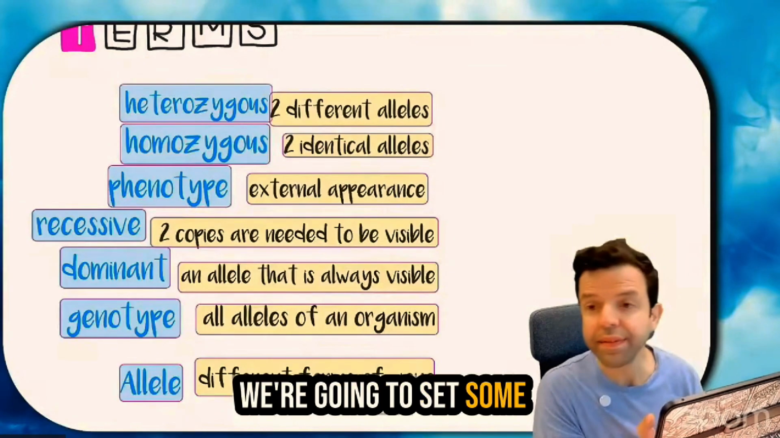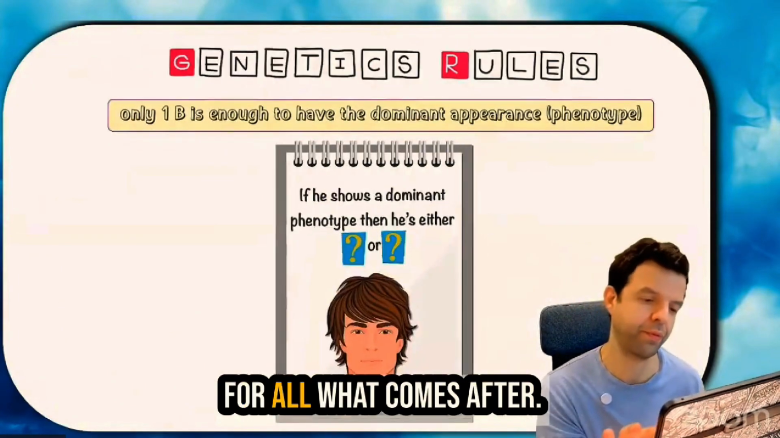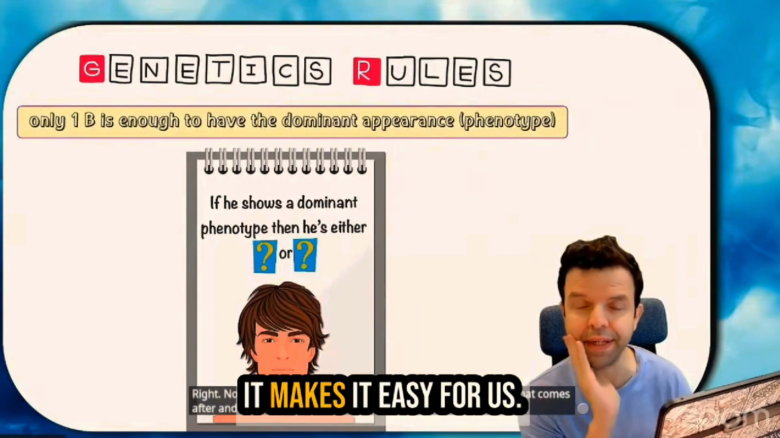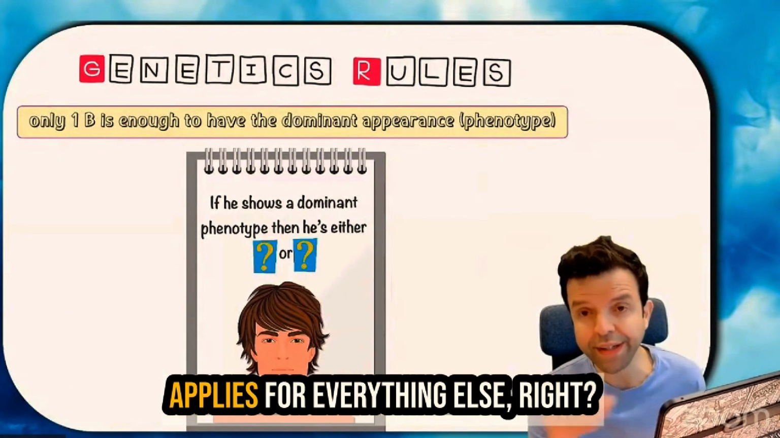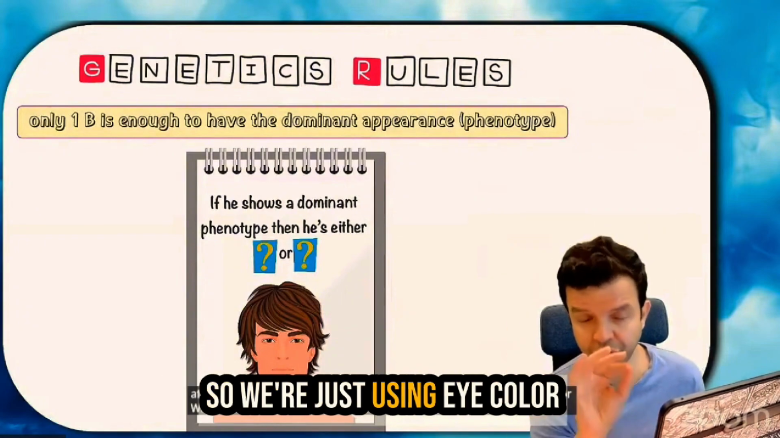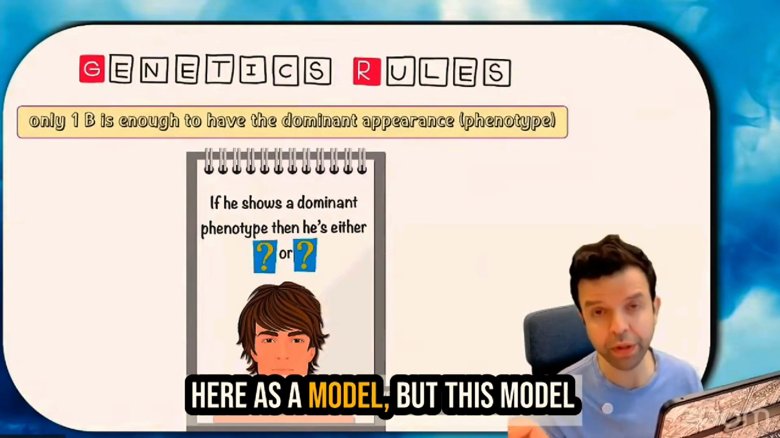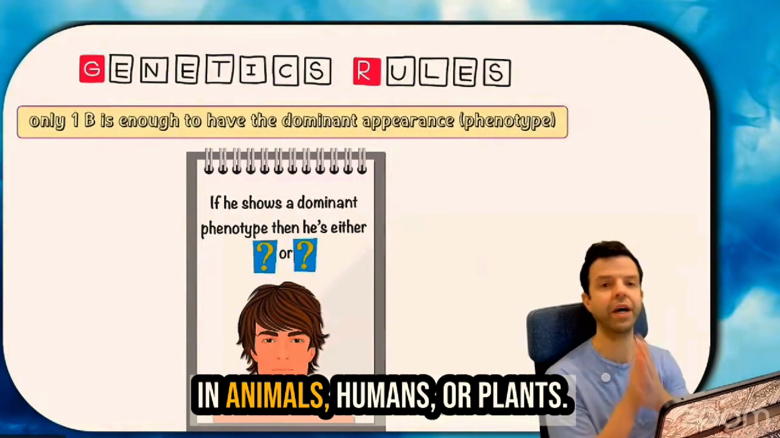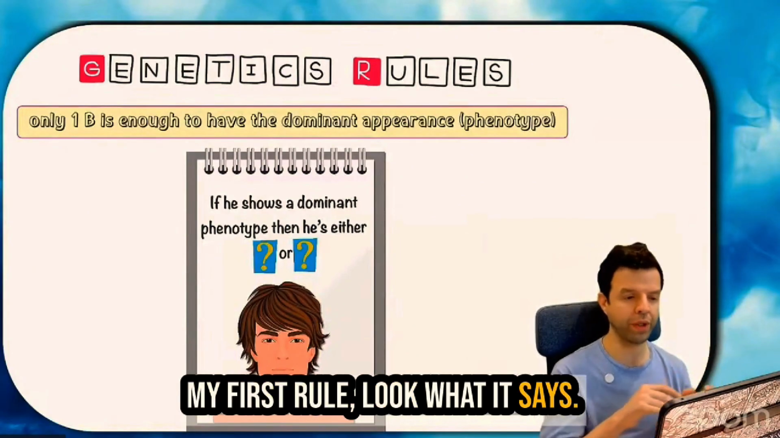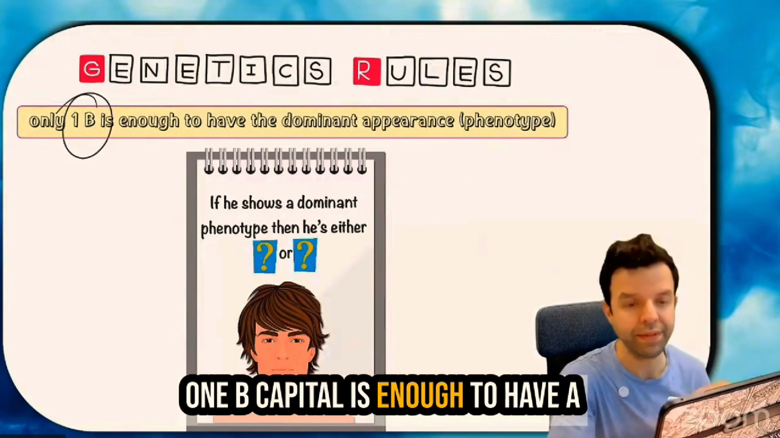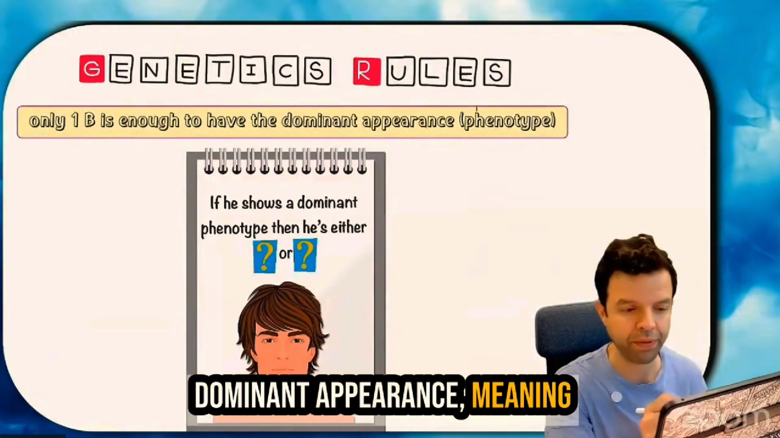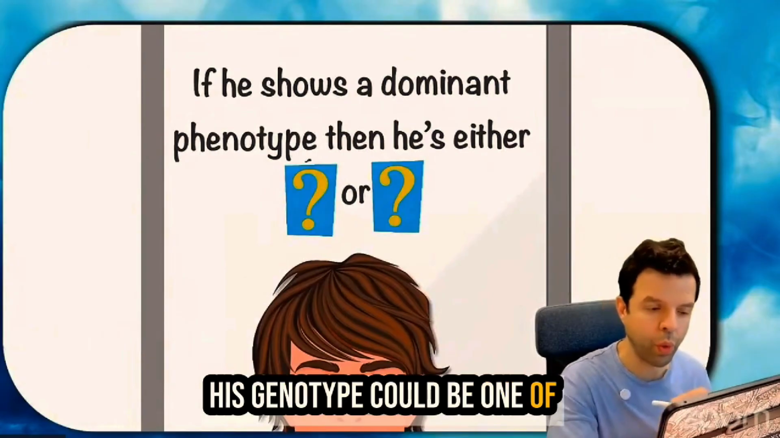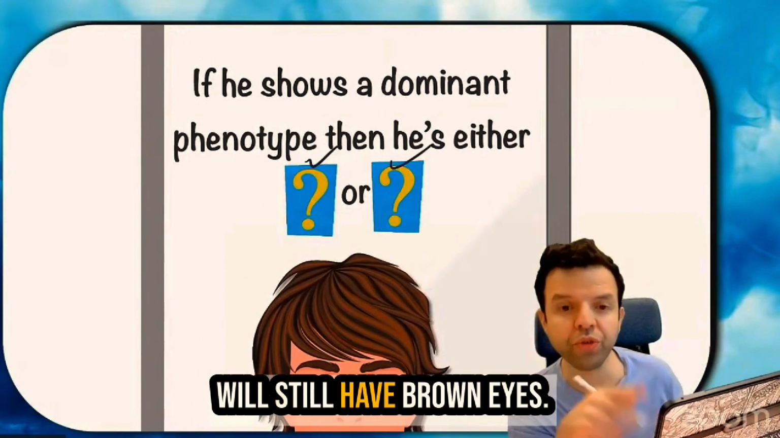Now, we're going to set some rules that will help us for all what comes after. As you can see, I'm only using eye color because it makes it easy for us. Whatever applies for eye colors applies for everything else, right? So we're just using eye color here as a model, but this model can apply for every trait we have in animals, humans, or plants. My first rule, look what it says. One B capital is enough to have a dominant appearance. Meaning, if this guy shows brown eyes, his genotype could be one of two things, and either way, he will still have brown eyes.